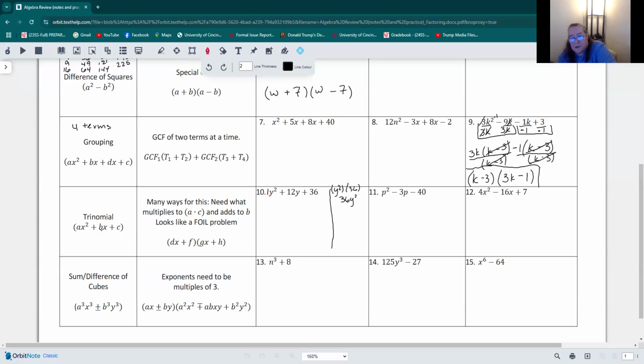I'm really thinking of my factors of 36, and 36 is 1 and 36. I usually write all of them down. 2 and 18, 3 and 12, 4 and 9, and then 6 and 6. So what I have with my problem is I can rewrite it.